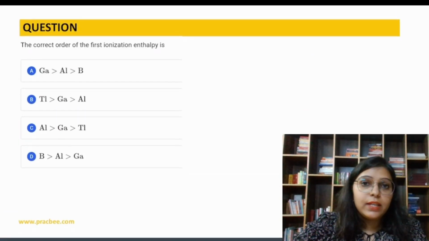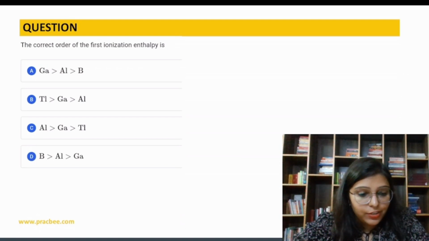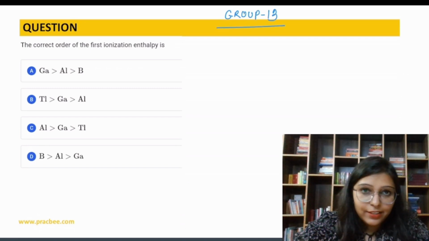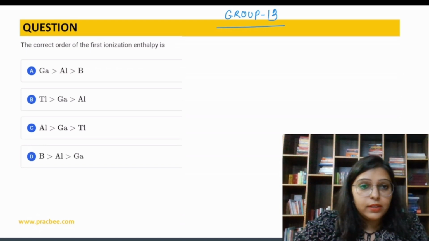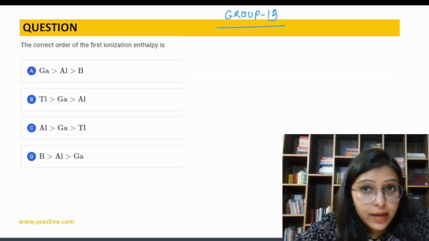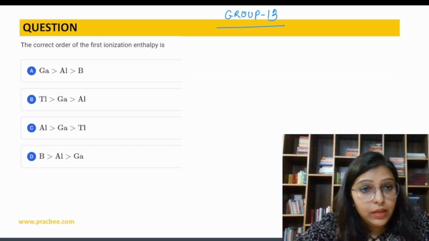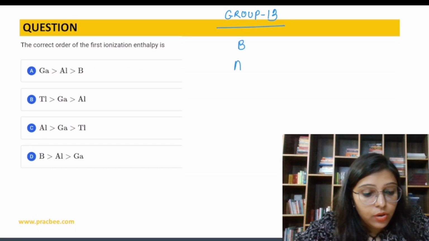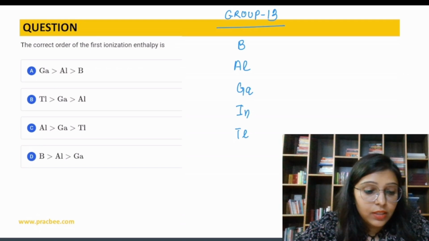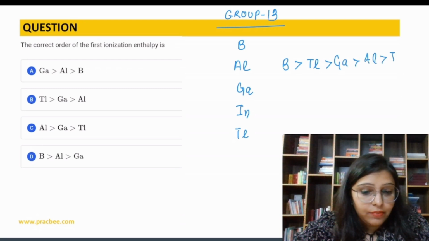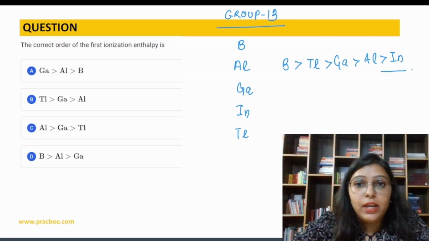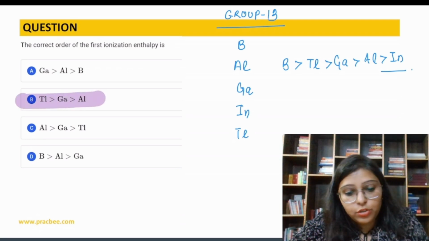The correct order of the first ionization enthalpy. See, ionization enthalpy. So this is group 13. We have irregularities in group 13 generally with respect to atomic size and with respect to ionization enthalpy. So boron, aluminium, gallium, indium, and thallium. For first ionization enthalpy, boron is highest, then we have thallium, then gallium, then aluminium, and then indium. Okay, so thallium, gallium, aluminium. So option number B is the correct one.